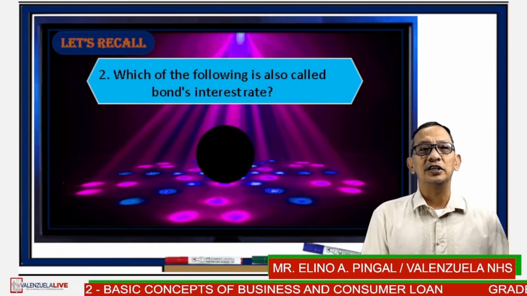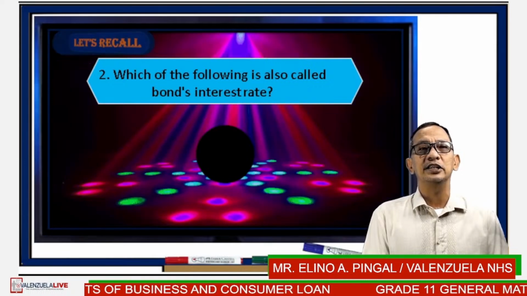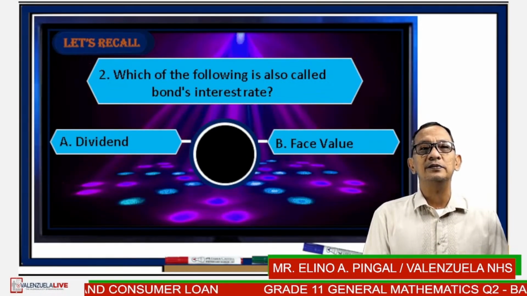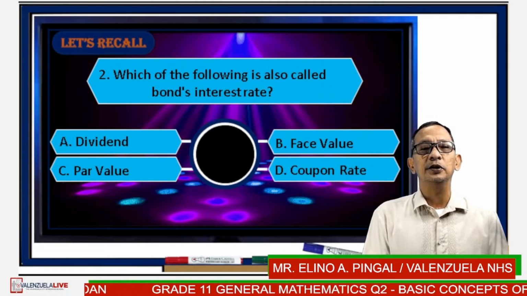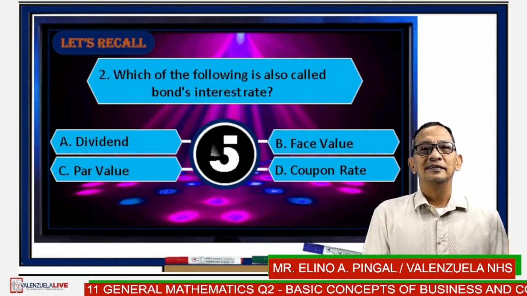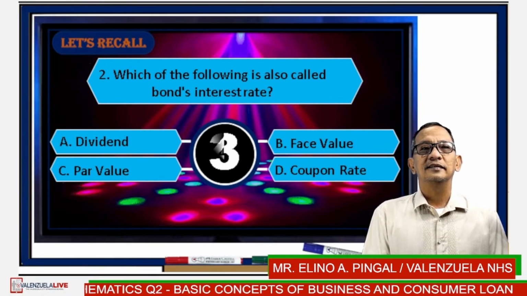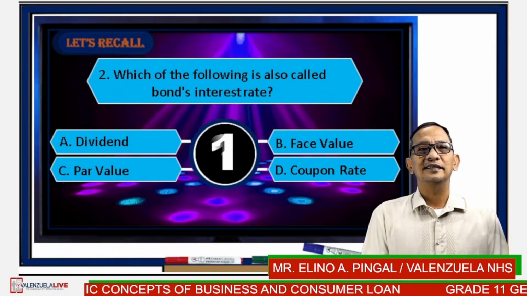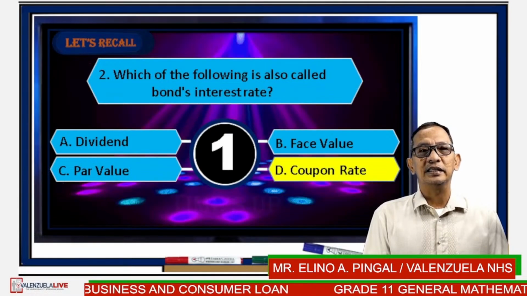Correct. Good job. Number 2, which of the following is also called bonds interest rate? Letter A, dividend. B, face value. C, par value. D, coupon rate. 5 seconds. Time's up. The correct answer is letter D. Very good.